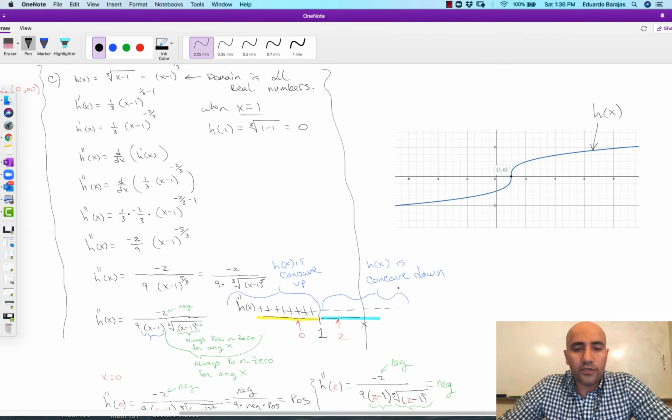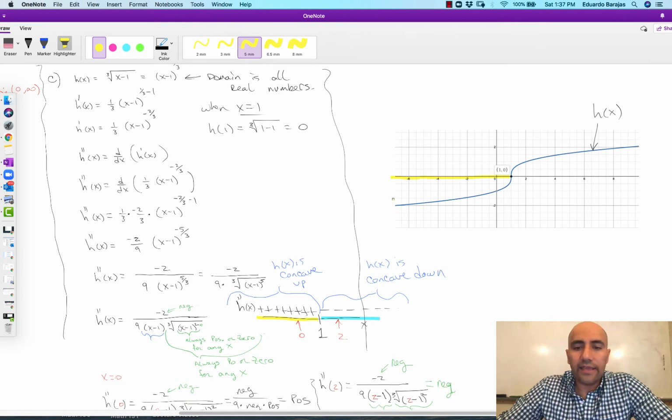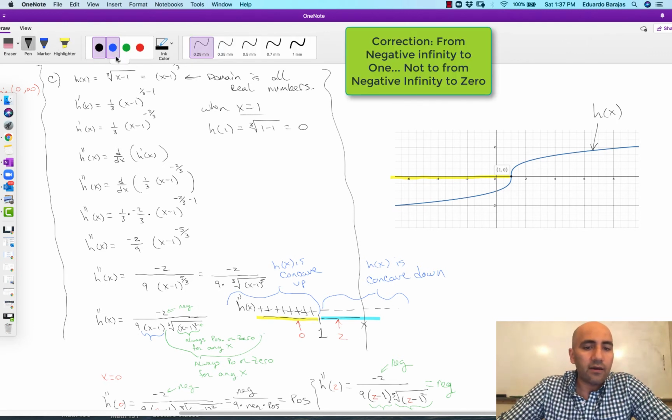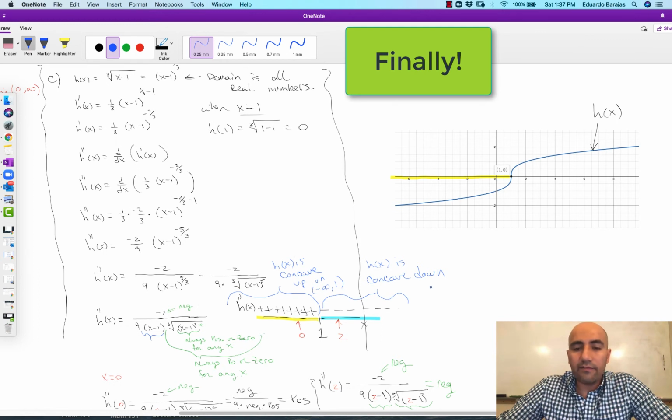So here's our output here. The g of x is concave up on the interval from negative infinity all the way out to 1, concave up, right? That's what we got. H of x is concave up on the interval from negative infinity up to 1. In fact, I should have written it down here. H of x is concave up on the interval from negative infinity to 1. And it's concave down on the interval from 1 to positive infinity.